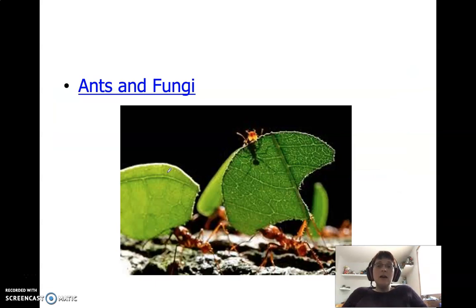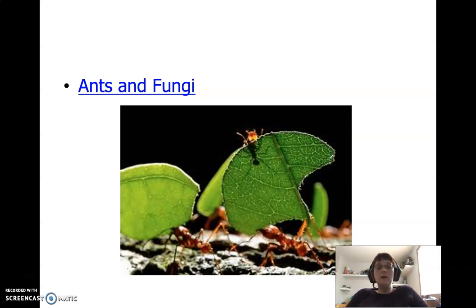The other things that I've got to talk about briefly, and I'm going to post the videos for these, are other relationships that fungi have with organisms. So they have that relationship with plants and between plants and fungi. This video will get posted up. This is a relationship between these leafcutter ants and fungi.